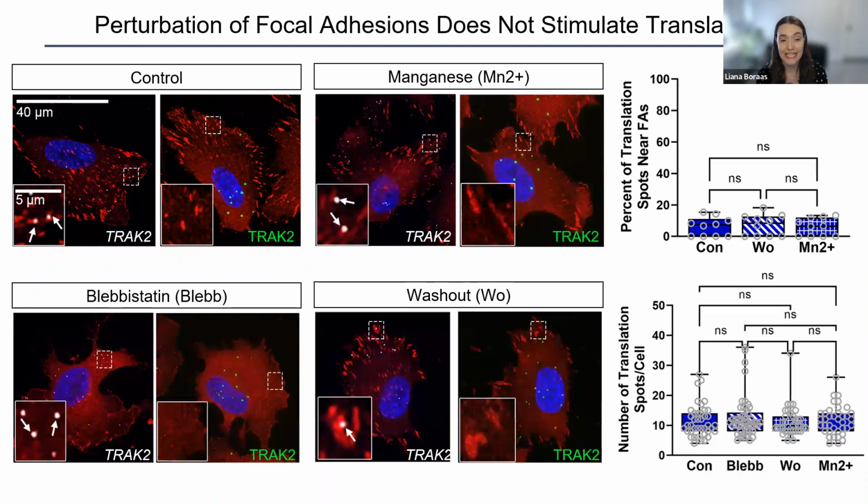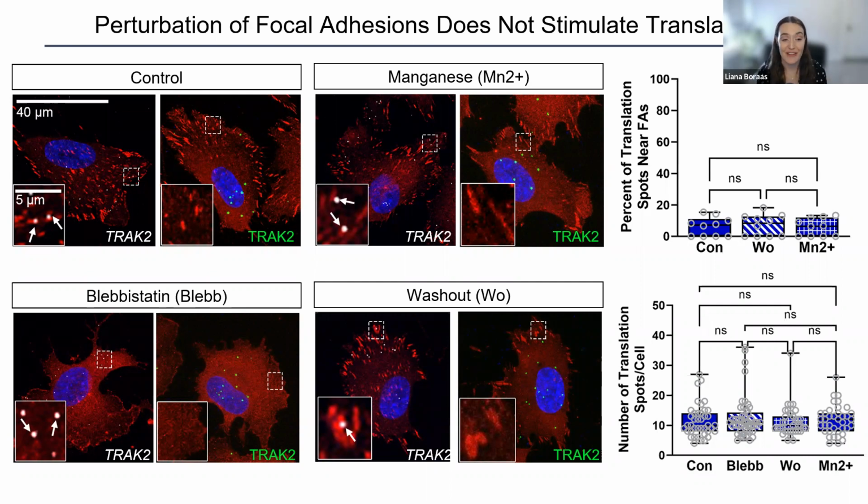This is just one example, but what we found across the board for all the RNA species that we tested is that whether you treat with manganese, blebbistatin, or the washout, we see no change in the percent translation either near focal adhesions or throughout the cell. So this really reinforces the idea that these mRNAs are not there to make peptides.